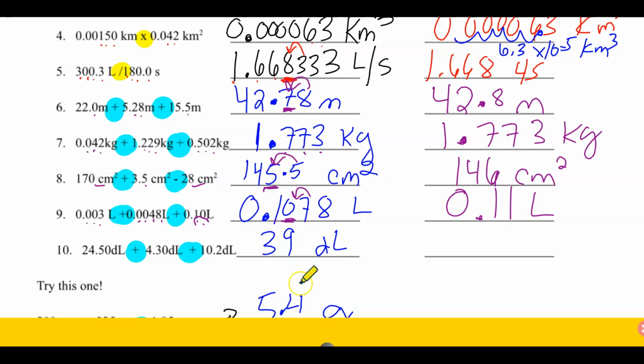Okay, number 10. We have 2 decimals, 2 decimals, 1 decimal. So I need to go to 1 decimal. Now I got exactly 39. How can I make 39 have 1 decimal? Put in a 0. That shows us that we are certain about that place value. So 39.0 deciliters.